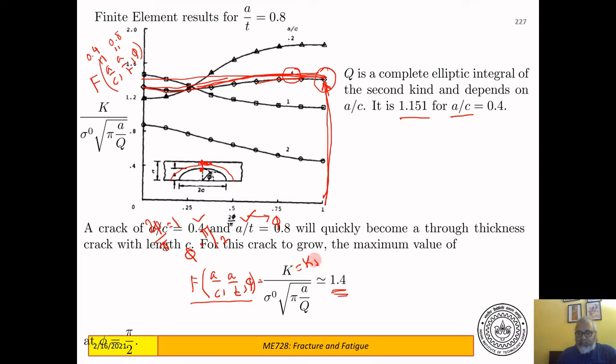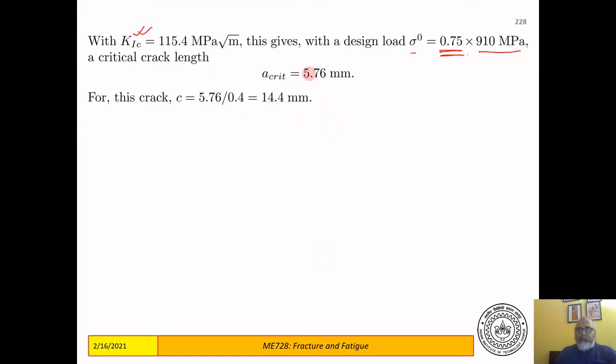Suppose K has reached K1C. It will happen at this point when phi equals 90 degrees, when this load is 75% of the design load. Q is 1.151. Using all that and using 1.4, we get the value of a at the point when K reaches K1C, and that value turns out to be 5.76 millimeter. Remember, this is for a by c equal to 0.4 crack, so the c for this case would be 14.4 millimeter. Now what does this mean?